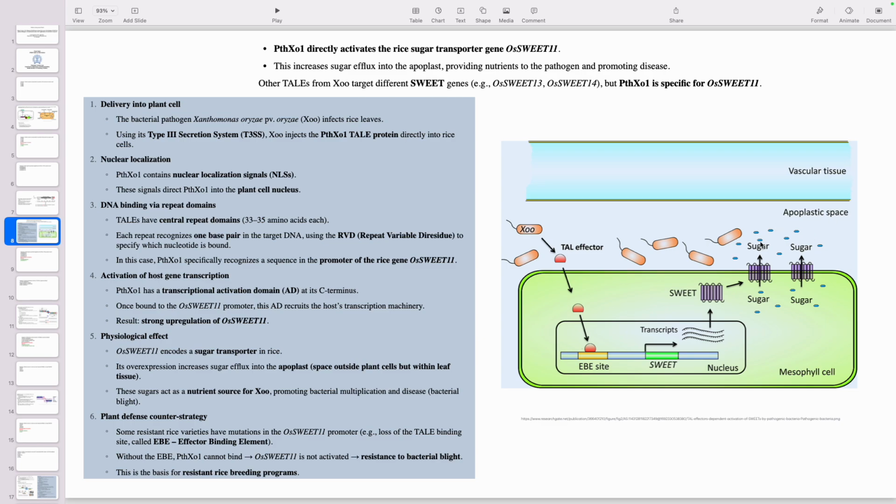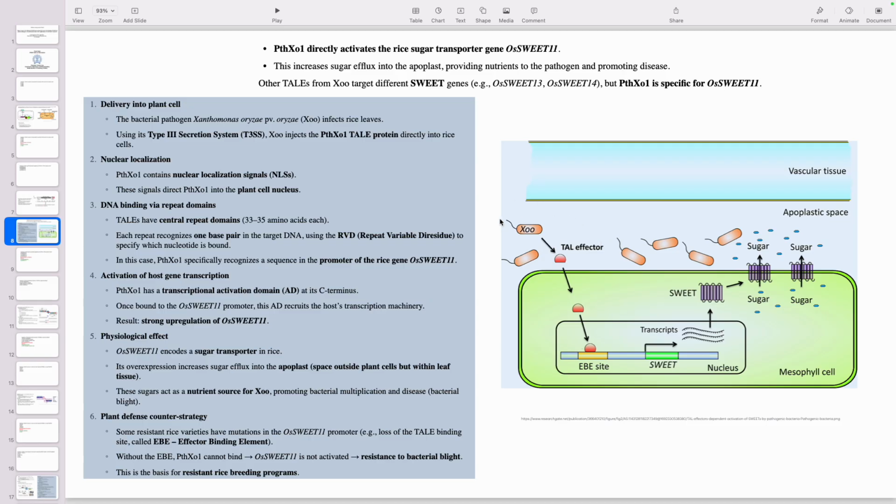So this is how this PTHXO1 TAL protein upregulates the expression of the sugar efflux gene, which leads to an increase of sugar in the apoplast region. The bacteria present in this region tend to multiply and increase in number. So how does the plant defend itself against this sort of bacterial infection strategy?